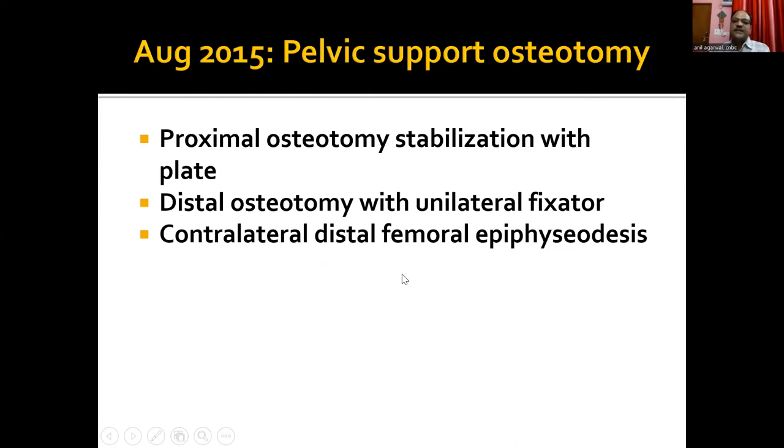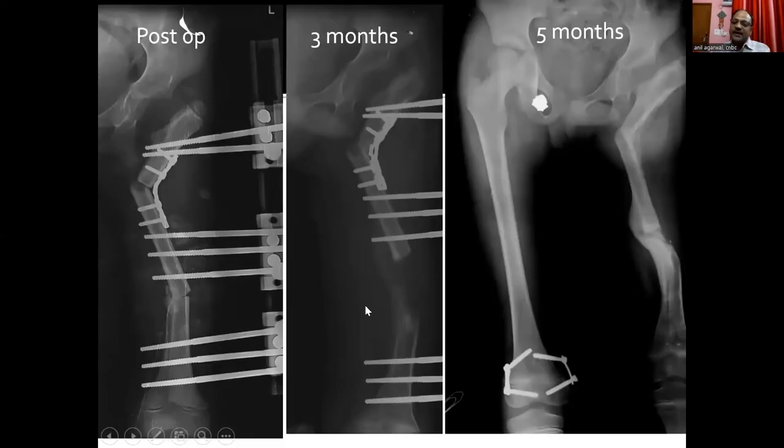So what we did was the classical procedure described for this, the pelvic support osteotomy. And this is how we do it. There can be many methods to do it, but this is one of the methods I am depicting. You stabilize the proximal osteotomy with a bent plate, and the distal osteotomy and the lengthening is performed by external fixator. To compensate for the limb length discrepancy, we put an additional contralateral 8-plate on the opposite distal femur. These are the sequential x-rays showing the post-operative 3 months, 5 months.